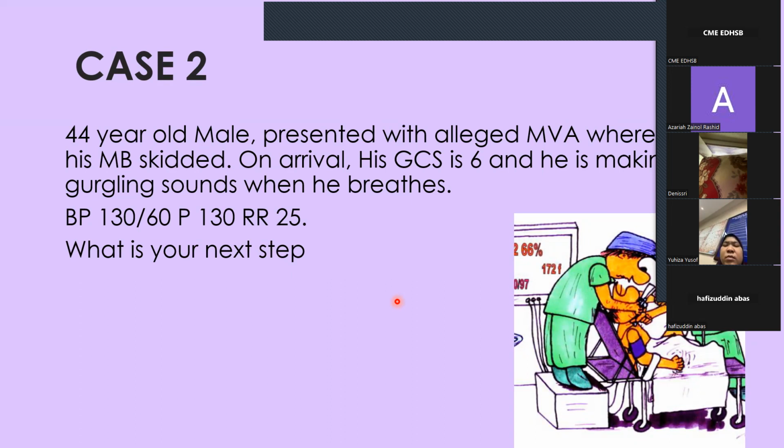Okay, preparation of barang-barang yang medication of choice. What you can use. Nak bagi fentanyl? Intermediate boleh. Because dia cerebral protection juga kan. You can use intermediate. The paralytic.